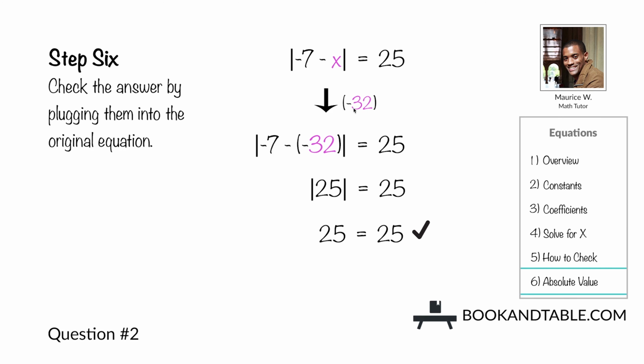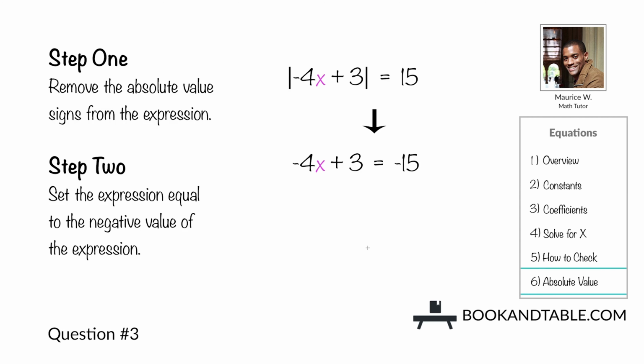And then -32 was our second answer for x. -7 minus -32 is the same as -7 plus 32. So -7 plus 32 is equal to +25. And the absolute value of 25 is 25. So we see that our second answer, x is equal to -32, is indeed correct.